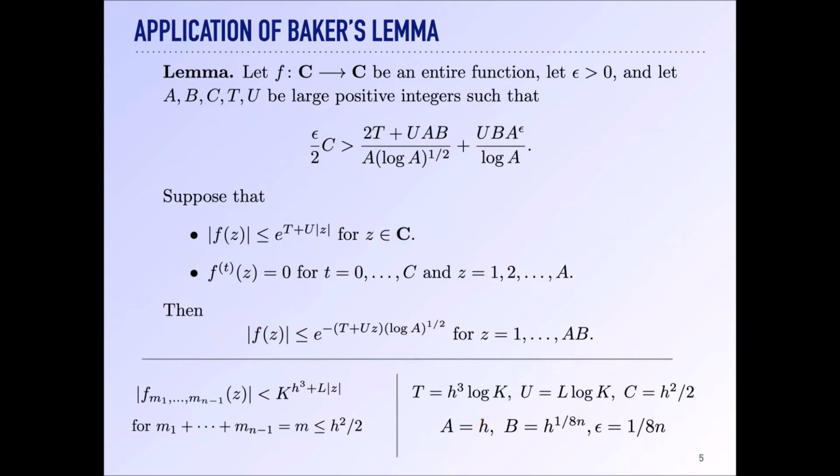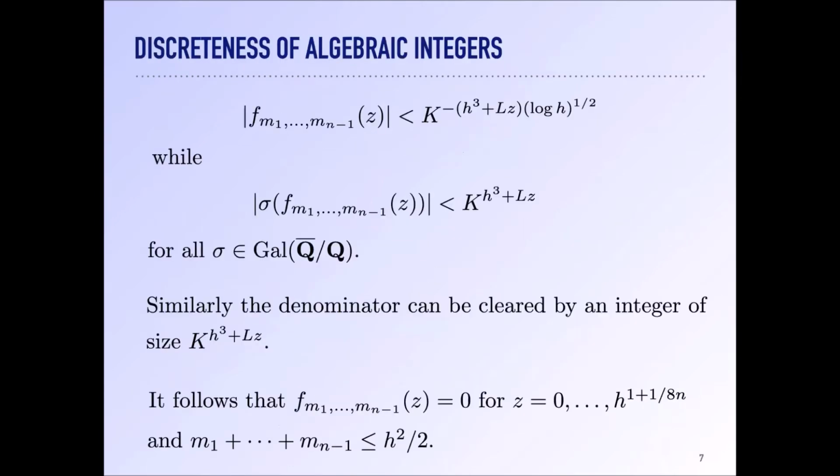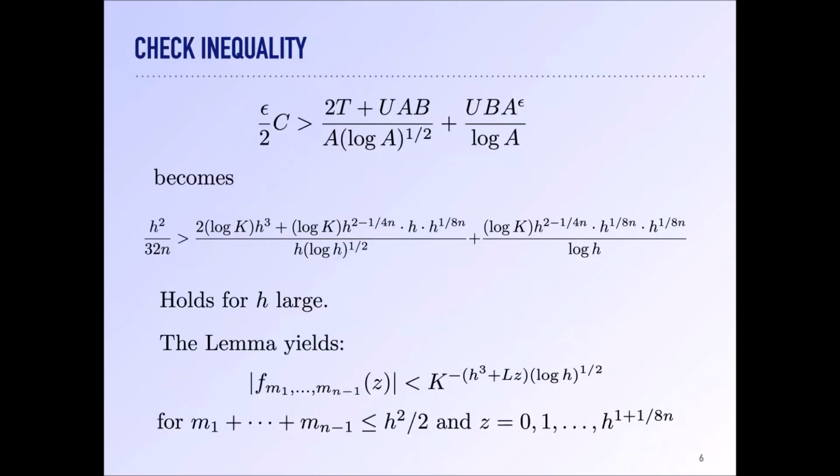Okay, that's right. That's how we started with h zeros, but then we're going to expand that by a factor of h to a power. It's a small power, maybe, if n is large, but it's still h to a positive power. We can get that f is small, this bound that is, where the exponent is even better than the upper bound, and it's negative, for an expanded number of z's. So you can go all the way up to z going up to h to the 1 plus 1 over 8n.